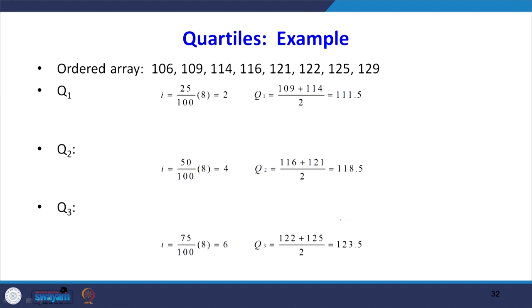For Q2, the 50th percentile, 50 divided by 100 multiplied by 8 is 4. Again 4 is an even number. So, the fourth value is 116 and the fifth value is 121, divided by 2 gives 118.5. So, Q2 or the median is 118.5. Then for Q3, 75 divided by 100 multiplied by 8 is 6, again an even number. The average of the 6th and 7th values is 122 plus 125 divided by 2, so the value is 123.5. This is the way to calculate Q1, Q2, Q3.